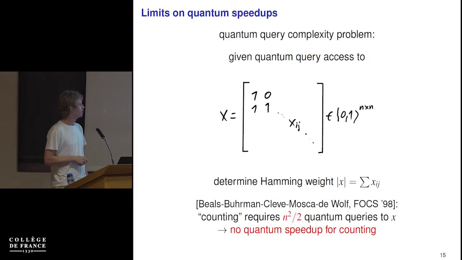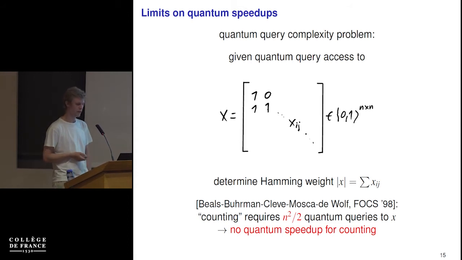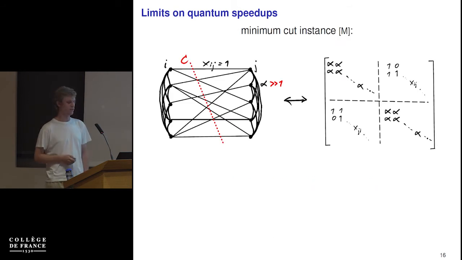Now, this problem has long been known. This basically follows from a result by Beals, Buhrman, Cleve, Mosca, and de Wolf, that this problem of counting, because that's basically what we're doing, we're evaluating the Hamming weight of this input, requires a number of quantum queries that scales with the size of the input. So basically, even though we have Grover search and all these quantum speedups, we cannot get a quantum speedup for counting, because the number of quantum queries that we have to make scales with the size of the input, which is the same as classically. So we cannot get a quantum speedup for counting. Now notice that we can use this insight to say something about minimum cut.